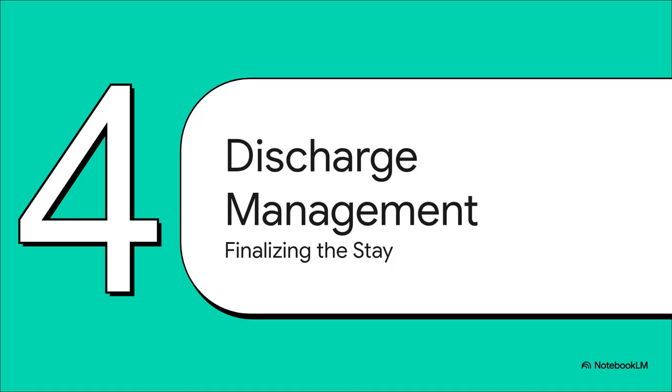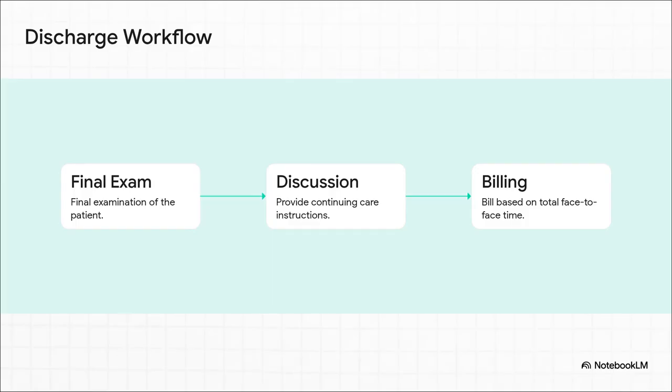Section 4. Managing facility discharges. Billing at discharge isn't just about waving goodbye as the patient leaves. The CPT guidelines outline a very specific, all-encompassing workflow. Step 1 is the final examination of the patient. Step 2 involves a detailed discussion about the facility stay, providing continuing care instructions to caregivers, and getting discharge records and prescriptions ready. And step 3 is the actual billing, which has a massive rule you can't ignore.